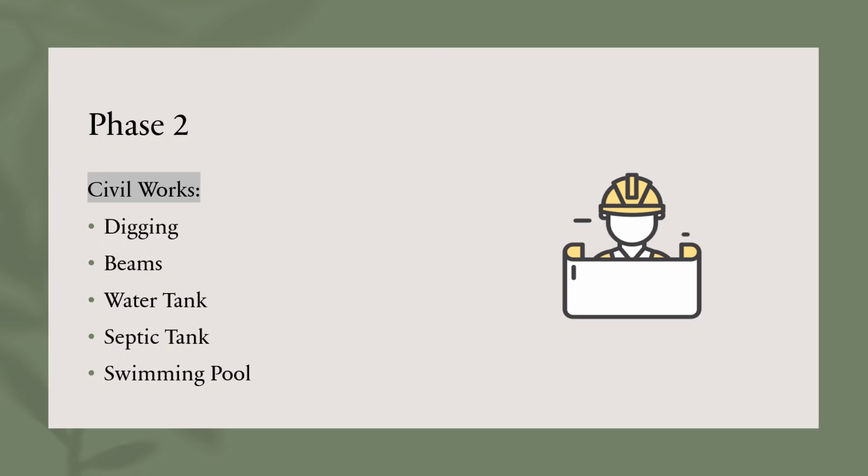Now we start with phase two. Phase two is the civil works. Civil works are handy and they need a lot of attention, a lot of labor, and a lot of strategy analysis, because of the digging, beams, water tank, septic tank, swimming pool, and there is also work to be done between them.